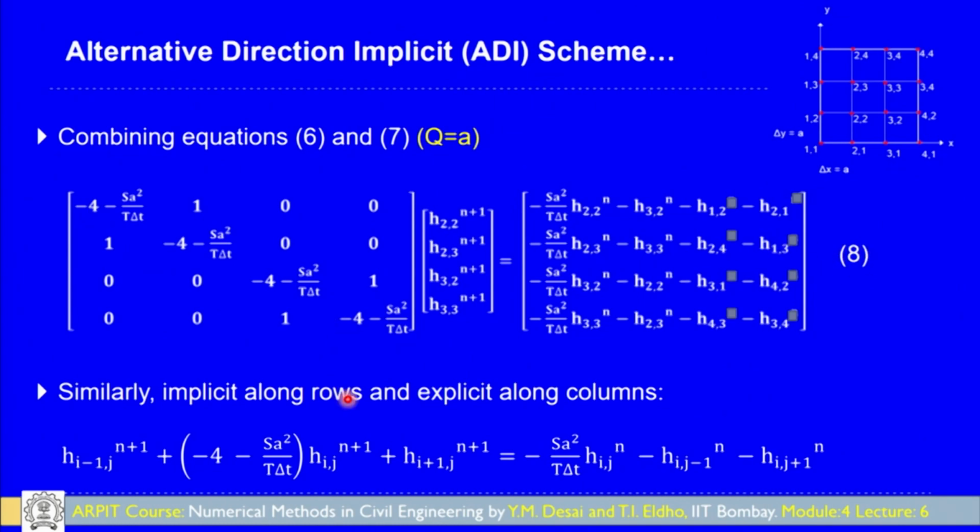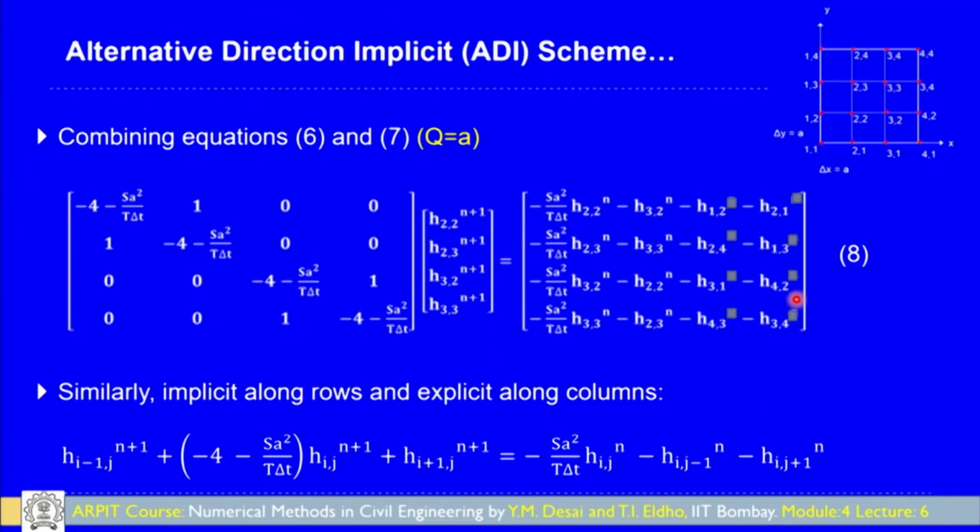number 8. Similarly, we can write implicit along rows and explicit along columns, and finally, this equation: h i minus 1 j n plus 1 plus minus 4 s i square t delta t h i j n plus 1 plus h i plus 1 j n plus 1 is equal to minus s i square t delta t h i j n minus h i j n minus h i j plus n. Like that we can write.